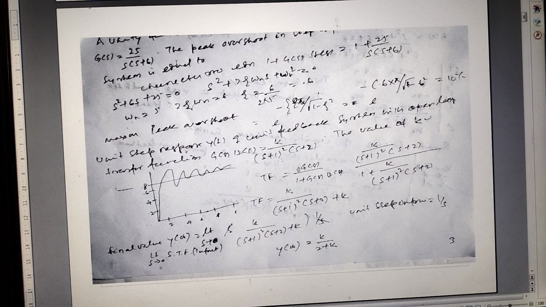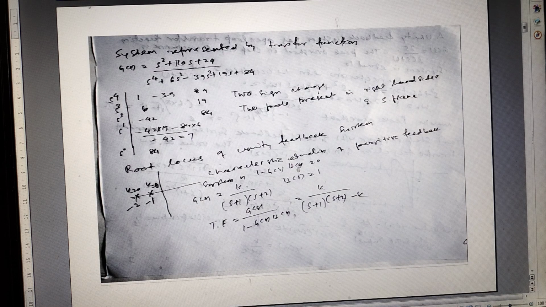Second formula is also the same, the transfer function calculations. Then the steady state final value, that is y at infinity, limit s tends to 0. Then the formula for K comes from 1 plus KG(s)H(s). Here in the Routh Hurwitz equation, in the first column there are 2 sign changes, which means 2 poles present in the right hand side. Right hand side means unstable.